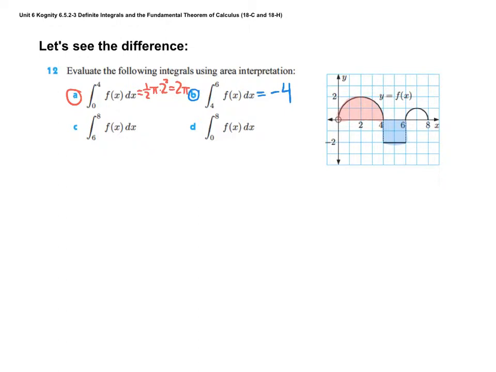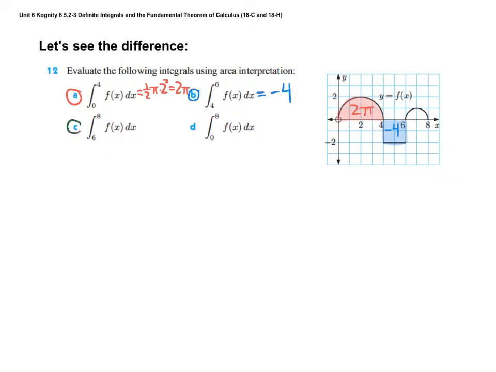Why is it negative 4? It's below the x-axis. And it's 2 times 2, because it's just a square. Okay? So that's negative 4. This was 2 pi.